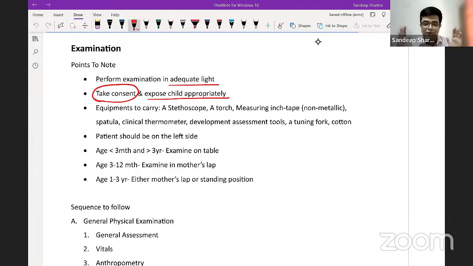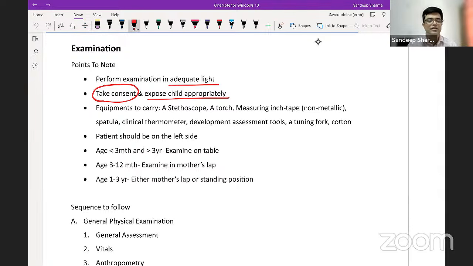Put up a screen. Every hospital has a screen. Privacy of the child is very important. Only when you are performing the actual examination, remove the undergarments of the child. Whatever examination you have to do, do that, and then put them back.